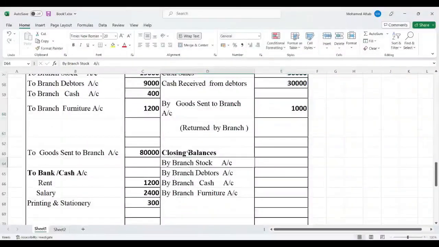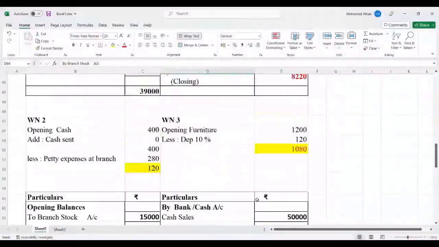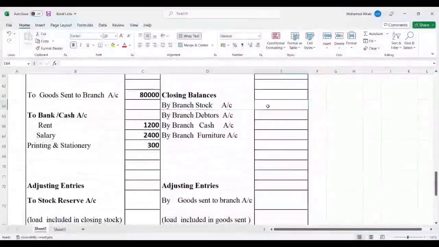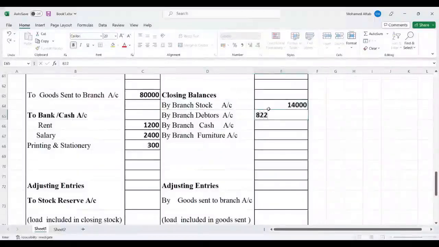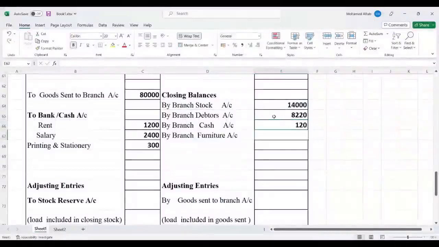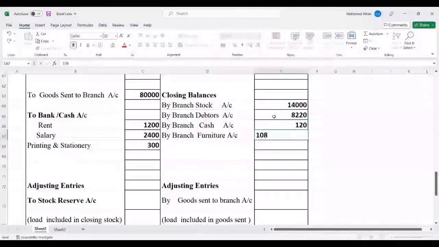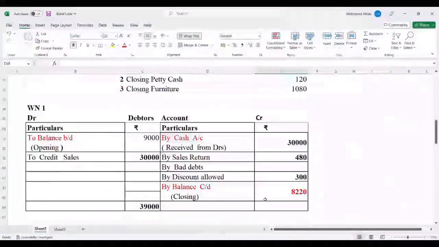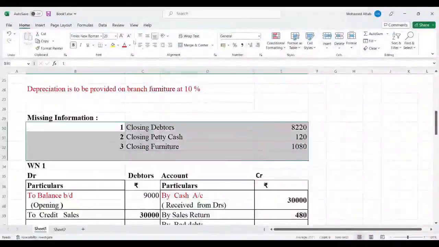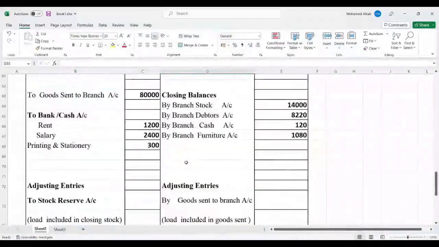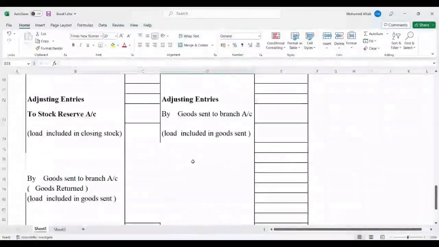Next, let us come to the closing balances and closing assets. Stock is given in the problem, that is 14,000, and closing debtors we have calculated, that is 8,220, and closing cash also we have calculated, that is 120, and closing furniture also we have calculated, 1,080. You can see the 3 working notes we are done. So these entries we have taken. Next, all the entries we have made.